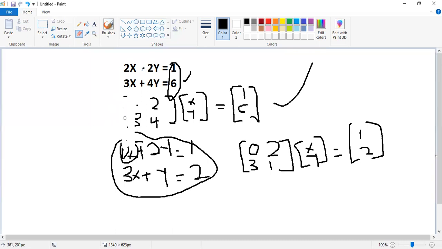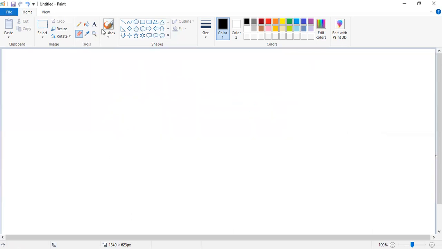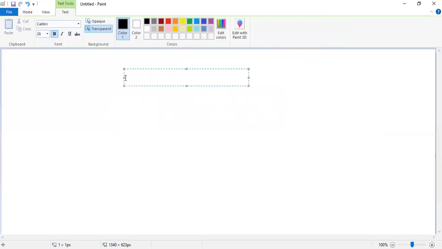how to translate the matrix to an identity element using the Gauss-Jordan method. So let me use a new screen. So here, before you can use the Gauss-Jordan method, you first translate the equation to a matrix. So let me rewrite the matrix here.